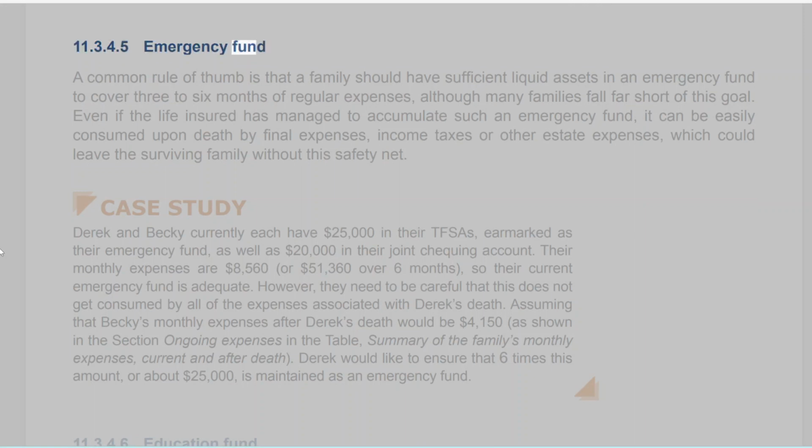1.3.4.5 Emergency Fund. A common rule of thumb is that a family should have sufficient liquid assets in an emergency fund to cover 3 to 6 months of regular expenses, although many families fall far short of this goal. Even if the life insured has managed to accumulate such an emergency fund, it can be easily consumed upon death by final expenses, income taxes, or other estate expenses, which could leave the surviving family without this safety net.